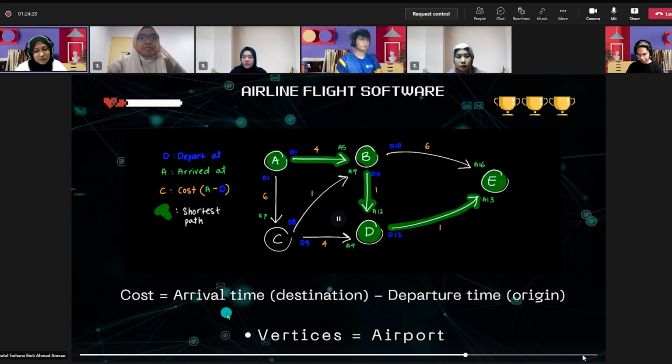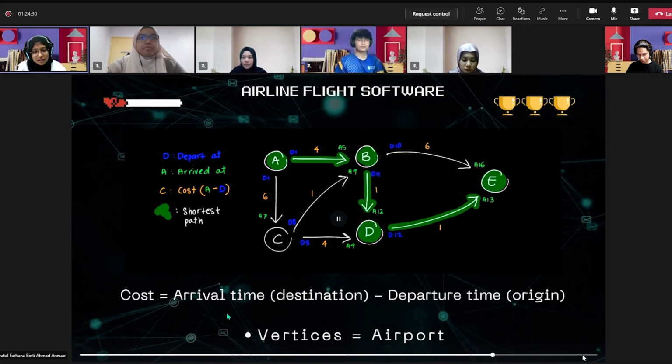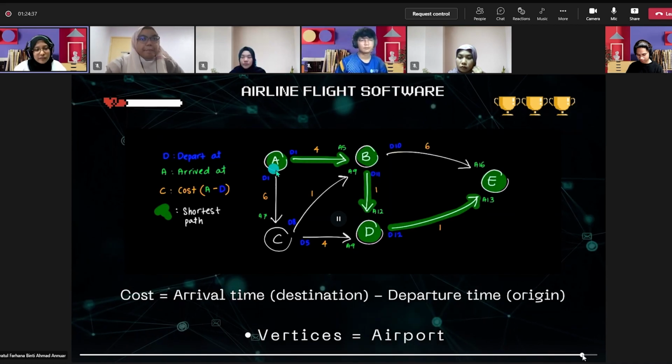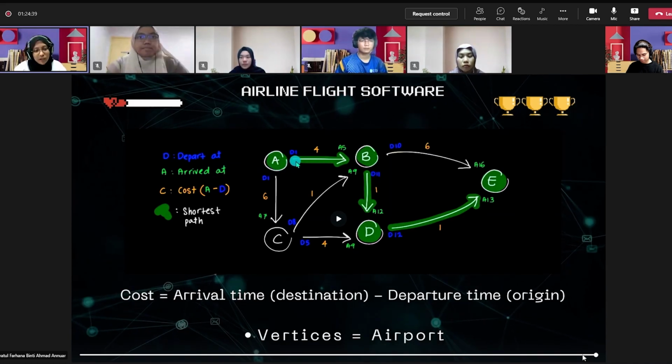This is the formula, which is arrival time minus the departure time. We have T here, where depart at means the departure time. So let's say from A, the departure time is at 1. If it goes to C, it arrives at 7, so A7. So this is the arrival time.